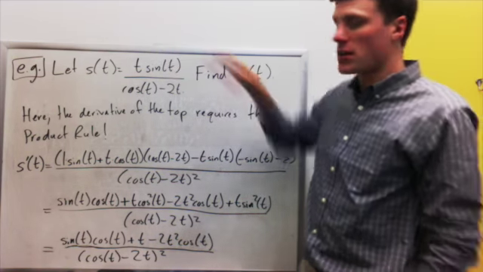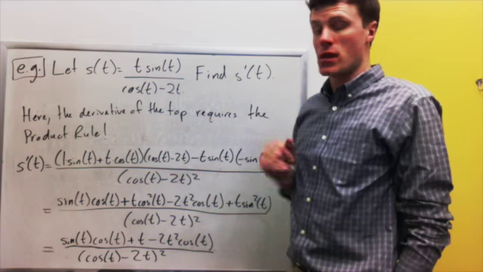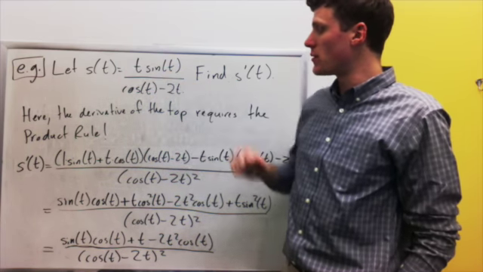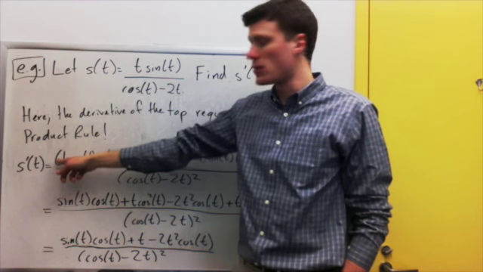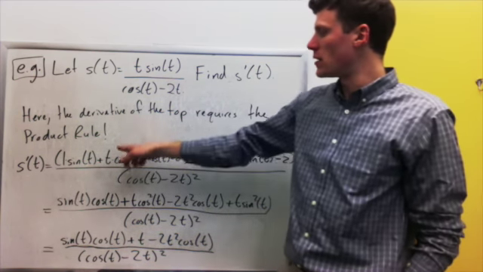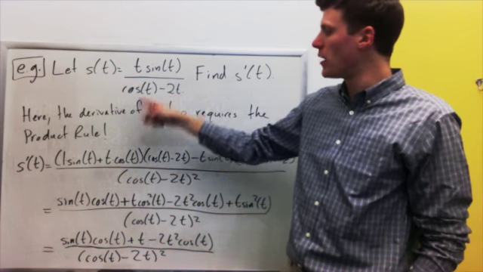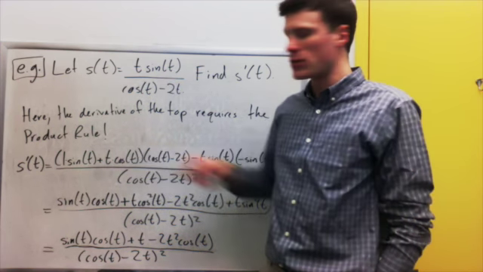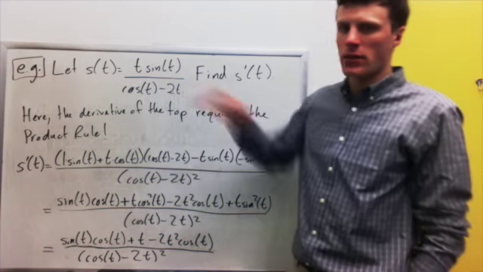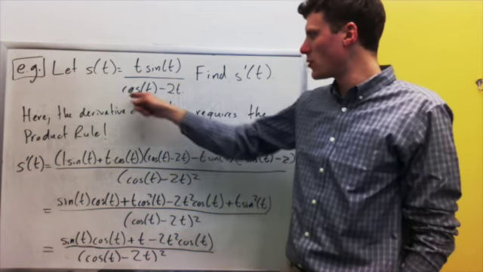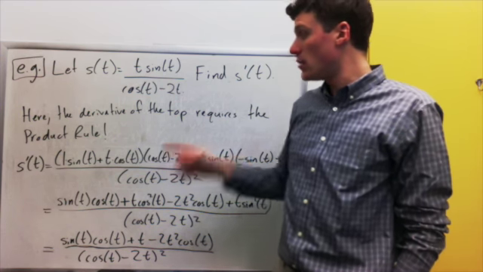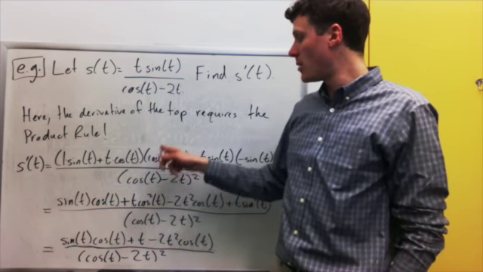The top is a product, so I have to do the product rule, which says I take the derivative of the first guy and leave the second guy alone. So the derivative of t is 1, I leave sine alone. Then I leave t alone, and I take the derivative of sine, which is cosine, and I add those together. This expression right here is the derivative of the top. Then I multiply that by the bottom, cosine of t minus 2t. That is just the derivative of the top times the bottom.